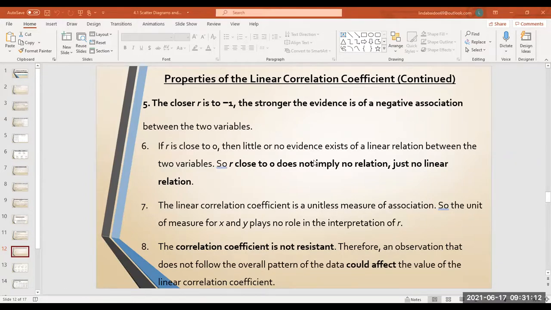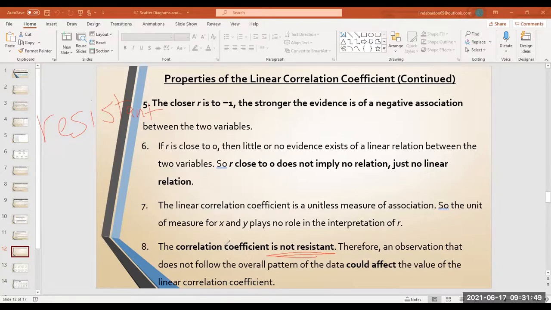Linear correlation is not resistant. So can somebody explain this? We came across resistant and not resistant. Do you remember what we said about resistance? If it's not resistant, what does that mean? Anybody want to help us? Means to resist or push against. Great, thank you so much. So since it's not resistant, it means that it can easily be pushed against. Yes. Thank you so much.